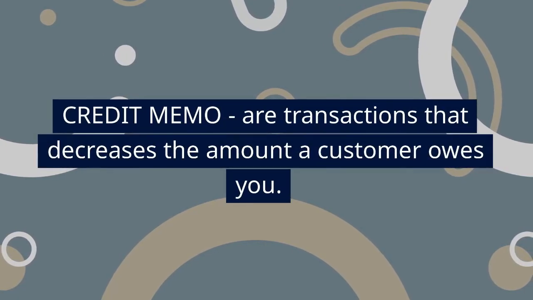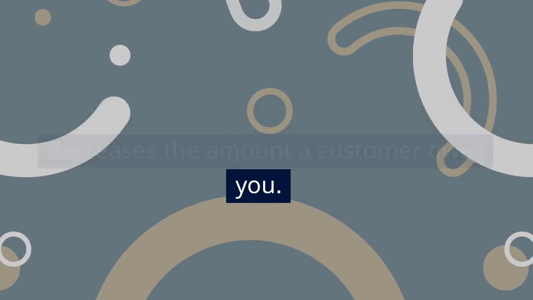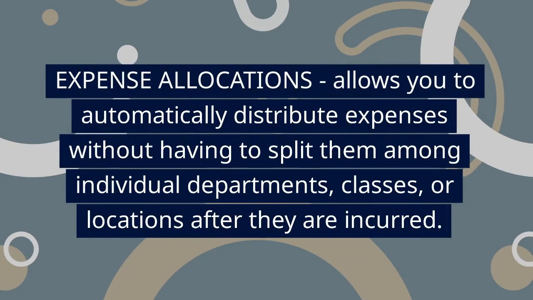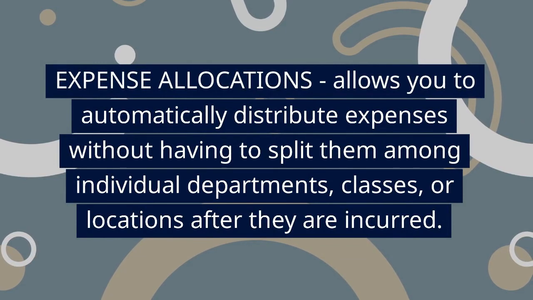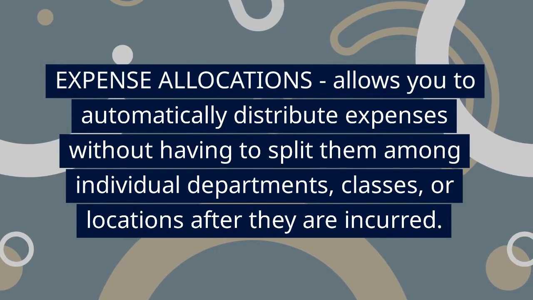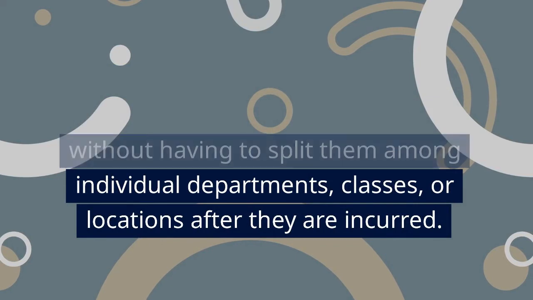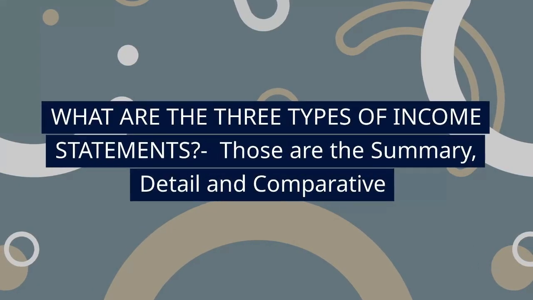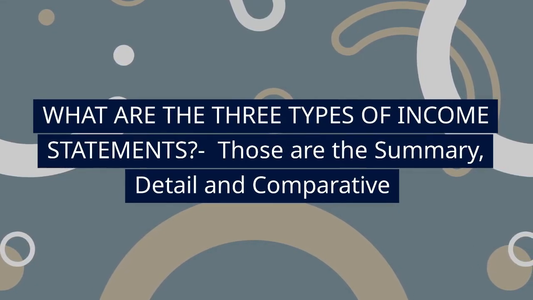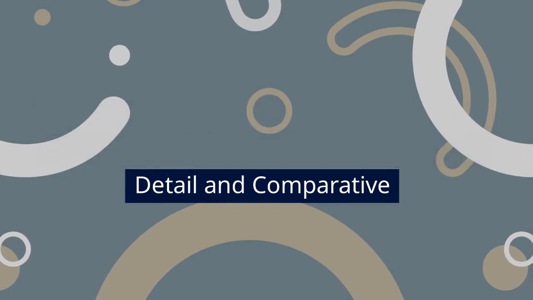Credit Memo are transactions that decrease the amount a customer owes you. Expense Allocations allows you to automatically distribute expenses without having to split them among individual departments, classes, or locations after they are incurred. What are the three types of income statements? Those are the summary, detail and comparative.